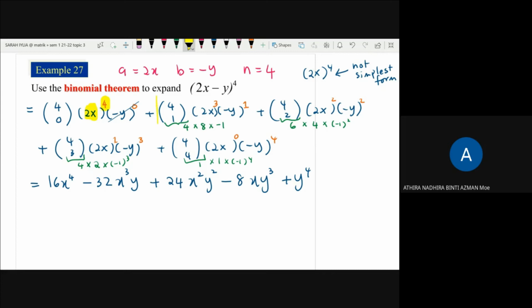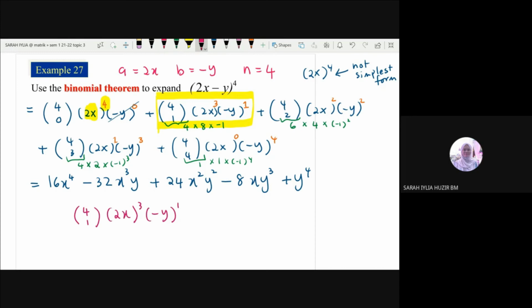Saya ambil yang saya tengah boxkan colour kuning ni. Okay. So, kita ada 4C1 and then saya ada 2x cube, kita ada negative y. Macam tu. Okay. So, saya keluarkan constant dia, nombor. 4C1 kalau tekan calculator akan dapat 4. Okay. Lepas tu constant ni, kita ada ni kan 2. So, 2 kena kuasa 3. So, sebab itulah dapat 8. 2 cube.